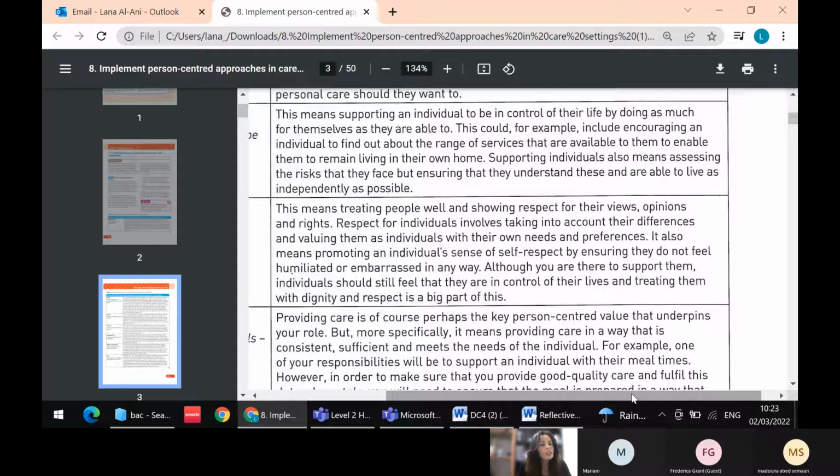Also promoting the individual's sense of self-respect, and ensuring that they do not feel humiliated, because it's very difficult for any person, not only a very vulnerable person, to feel humiliated or embarrassed. So you need to monitor what you say, what you do, and how you do it.